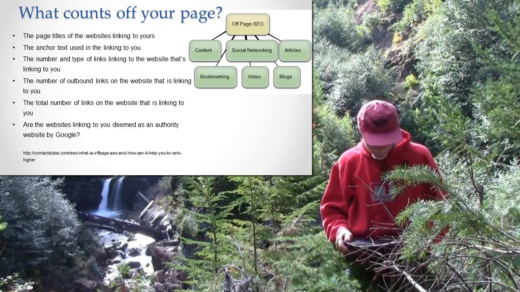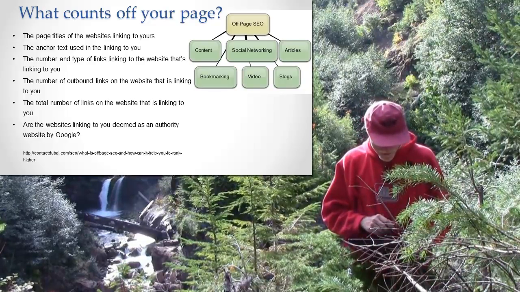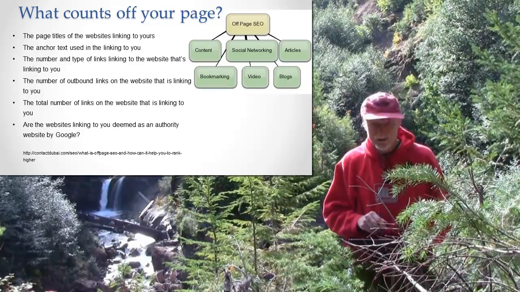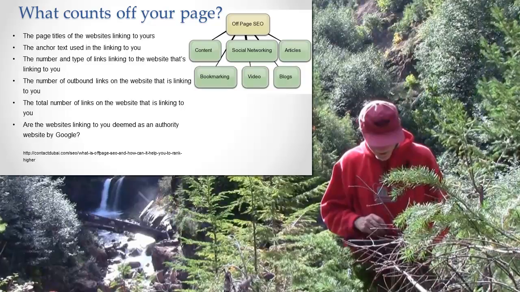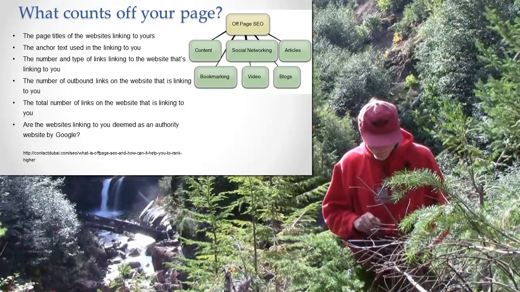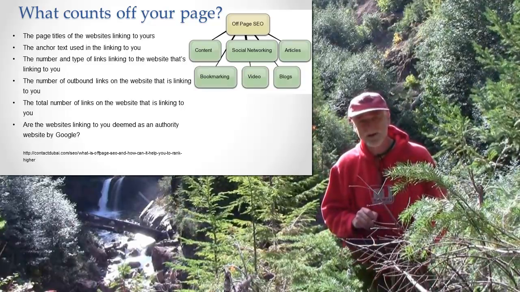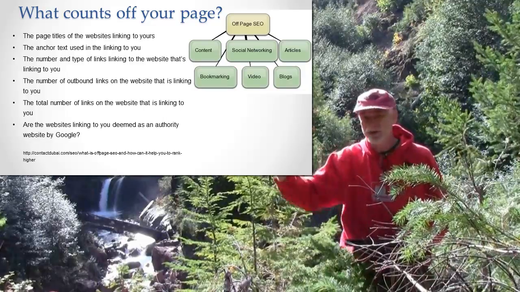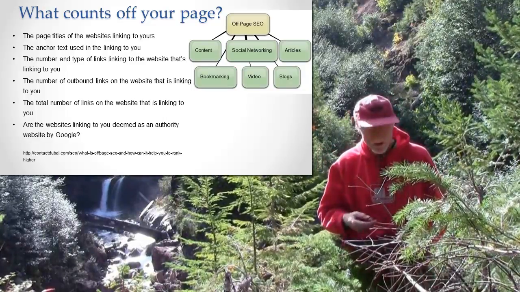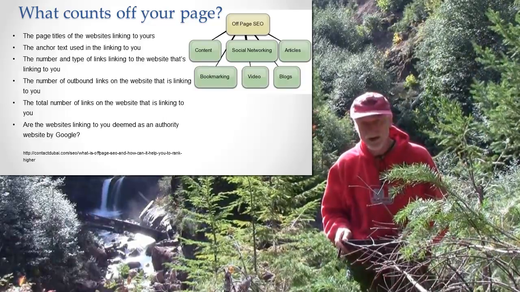The number and types of links linking in, the websites that link to you, all these different things. The number of outbound links on the website that's linking to you. Is this a site that links a lot or a site that only links a little bit? The total number of links on the website that's linking to you. Does it only have one link on the page and it's to you? That may be an indication that you're really important about that subject, or does it have a billion links and you're just one of a billion, right? All these things count more. Are the websites linking to you deemed an authority website by Google?